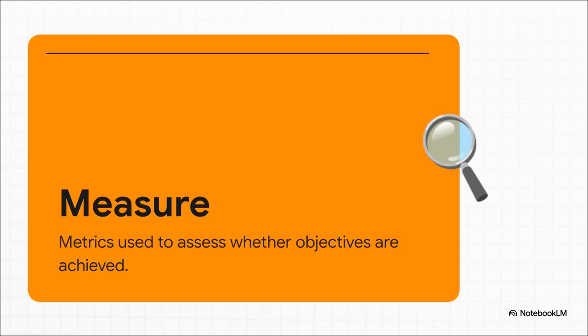Basically, a measure is the specific metric used to assess whether your objectives or critical success factors are actually being achieved. The huge takeaway here is that you can create a measure even for something that feels inherently unquantifiable. Like customer satisfaction is just a feeling, right? But you can measure it.